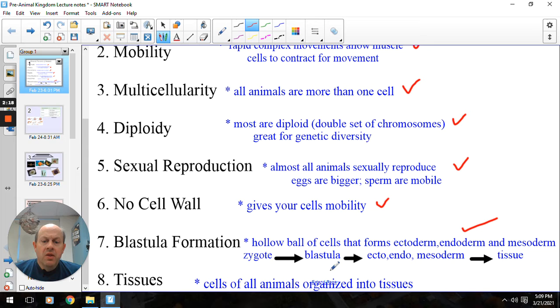Blastula formation. So after a zygote is fertilized, then we start going through cell division, 1 to 2, 2 to 4, 4 to 8, 8 to 16, until we get a small ball of cells called a blastula. And then that blastula will start to give rise to different types of what we would call pre-tissue. And that can be ecto, endo, or mesoderm, and then that will give rise to what we call tissues, and that's cells that are working together. And so that's our final one that we see, tissues. When cells start to work together, they can become more complex in an organism, and that organism can become more complex as well.